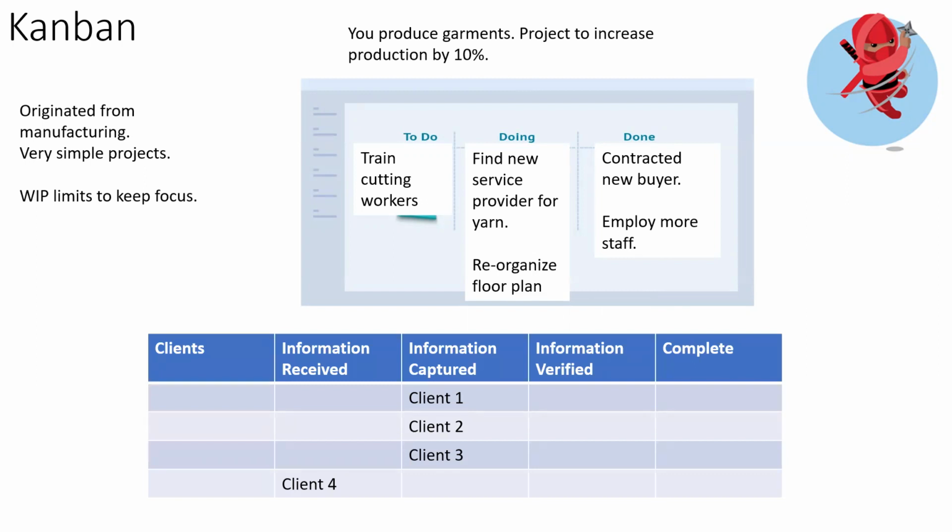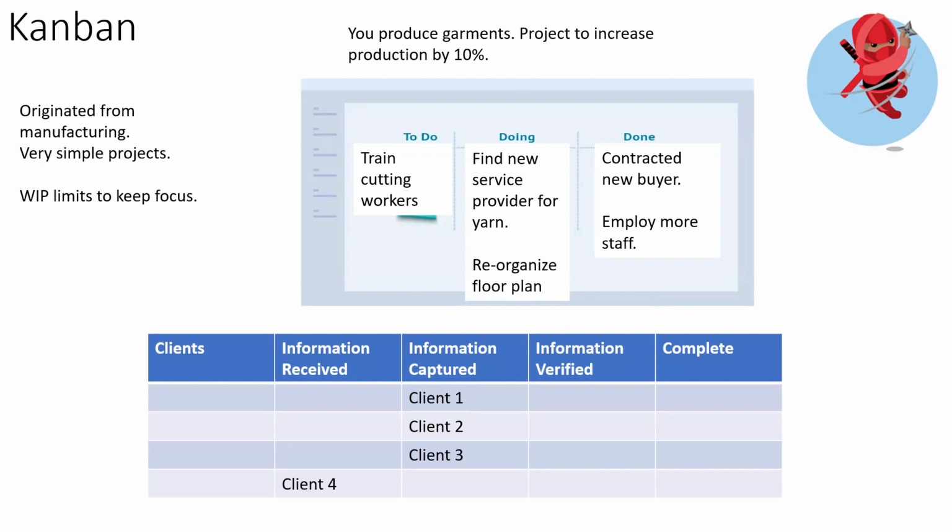Okay, so just very quickly, to show how it doesn't have to be necessarily a big project to use it, you could use this in your everyday work. So if you are in accounts, for example, and you need to open client accounts for, say, 100 people, you could change your column headings: information received, captured, verified, and complete.